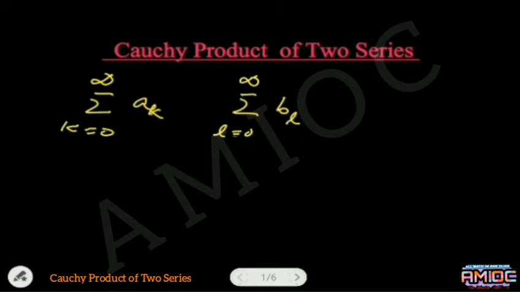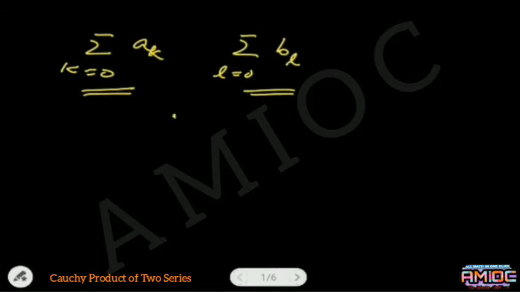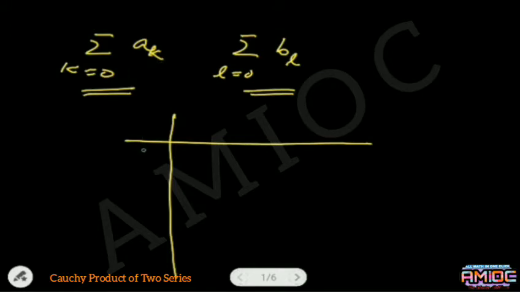I am just formulating a table using the terms of these two series. I am marking the elements a0, a1, a2, etc. as the rows representing the table, and b0, b1, b2, b3, etc. as the columns of the second series summation L equal to 0 to infinity bL.